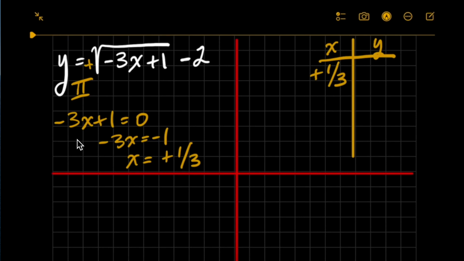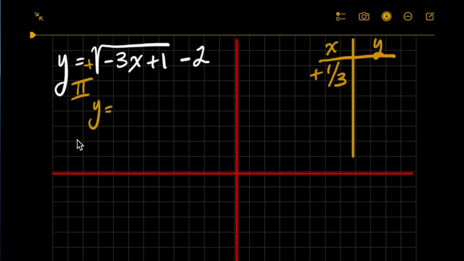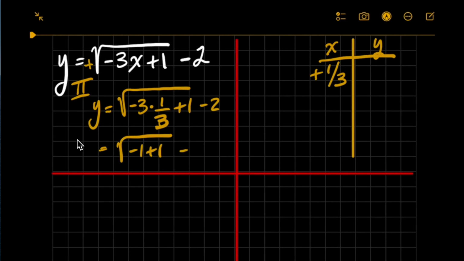We now plug in x equals positive 1 over 3, and we find that our y value is going to be the square root of -3 times 1/3 plus 1, and I'm sorry, that's a -2 out there. That's going to equal the square root of -1 plus 1 minus 2. It's going to equal 0 minus 2, or -2. So folks, that will be our origin.